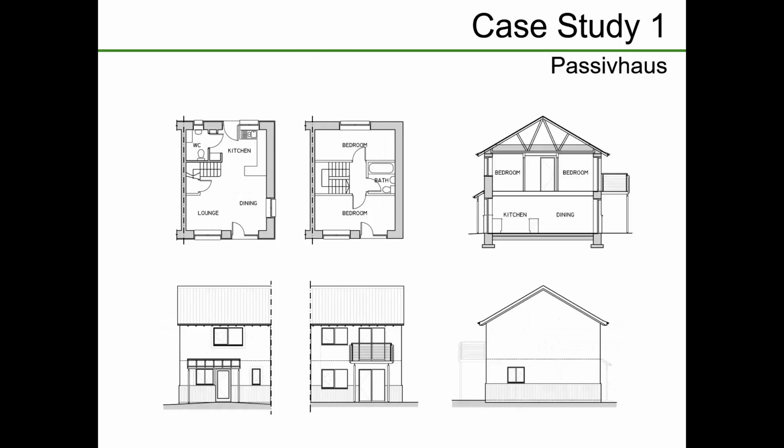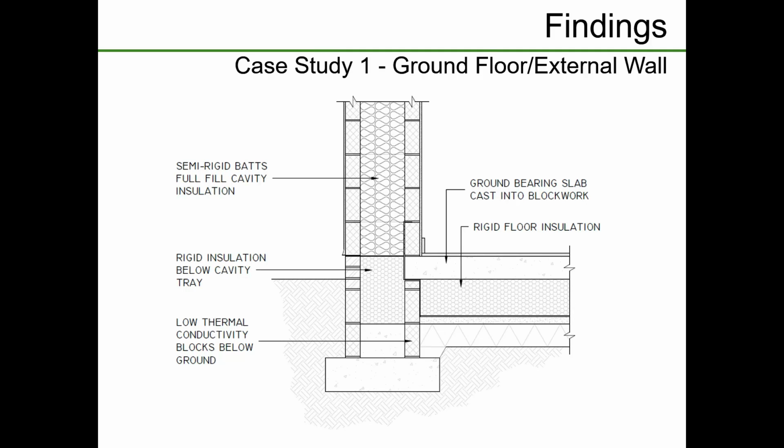Just going back to the passive house, this had 250mm of insulation in the floor, 300mm of mineral wool in the walls, semi-rigid bats, and 500mm in the roof. Okay, so super insulated. It's not all doom and gloom, as you'd expect with a passive house. Some very, very good details going on here. This is a ground floor external wall junction. It's a detailed section. So this is the floor, 250mm of insulation.